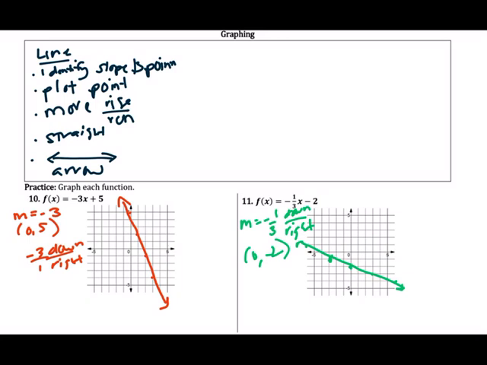Now the last thing we're going to talk about is actually graphing an absolute value equation, and how absolute value is really just two different lines together in one function.